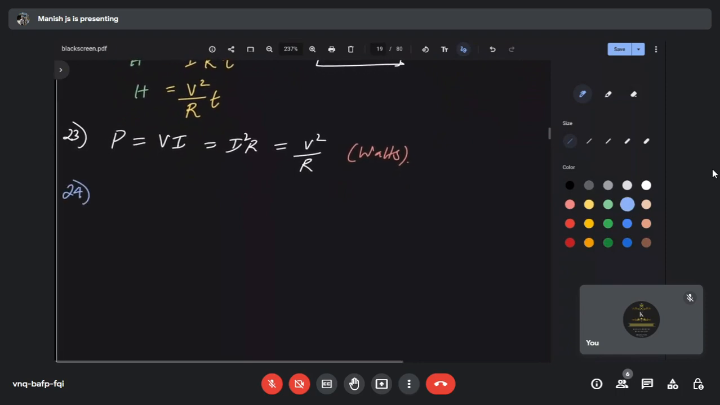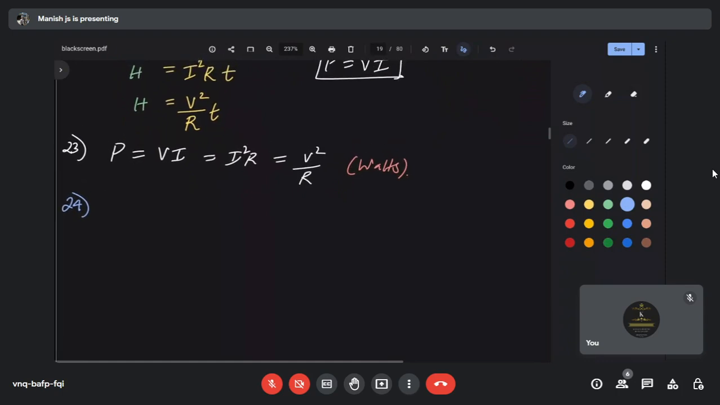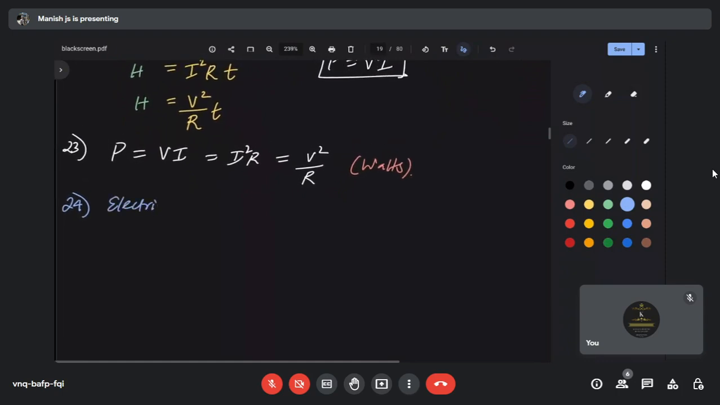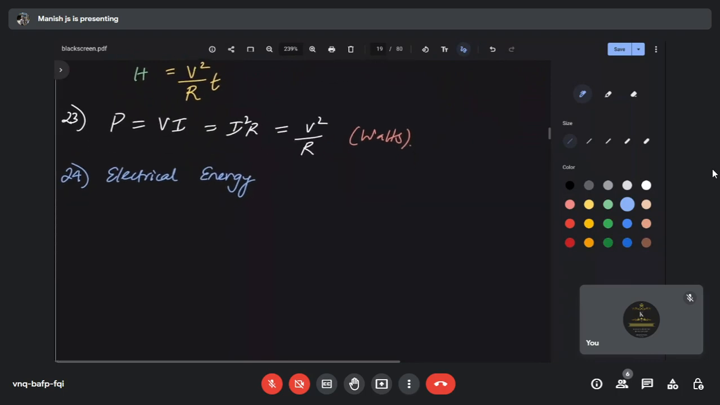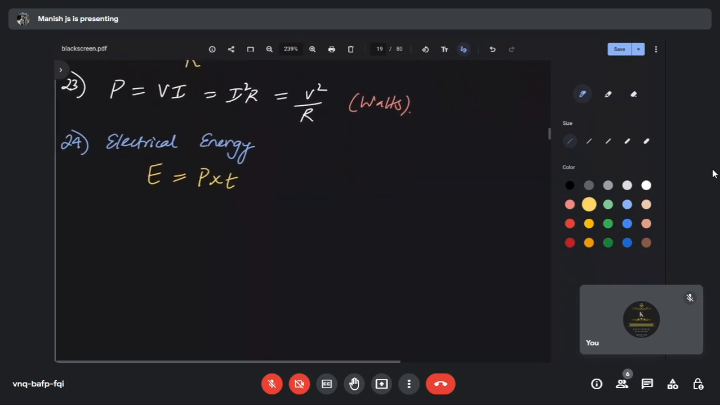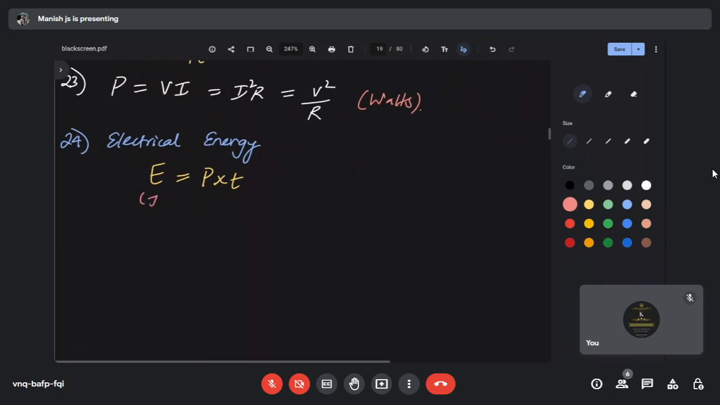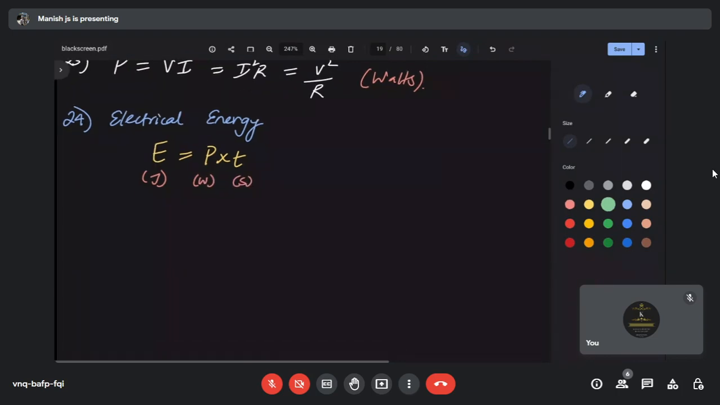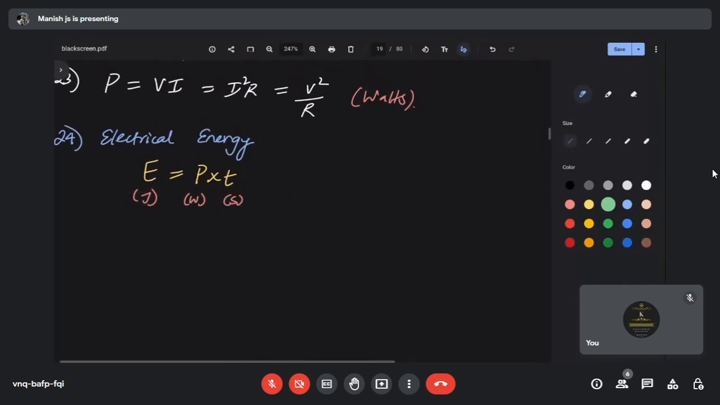So the next one, the electrical energy. So electrical energy can be expressed, again, energy as a product of power into time. Okay. Likewise, how we did it for heat, it's basically the same. So again, energy would be in joules, power would be in watts, and time would be in seconds. In this electrical energy, we have something called the commercial unit of energy.